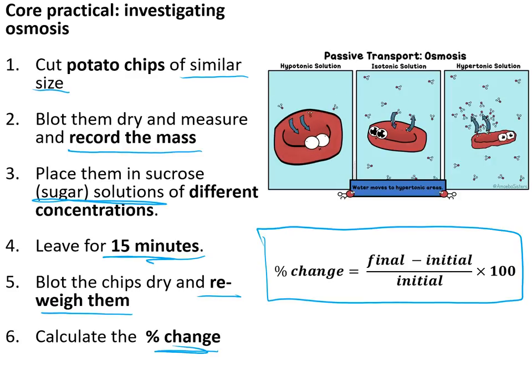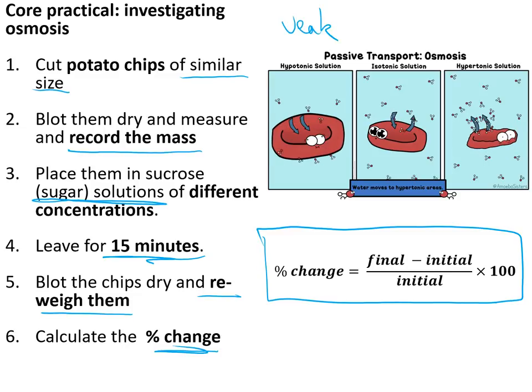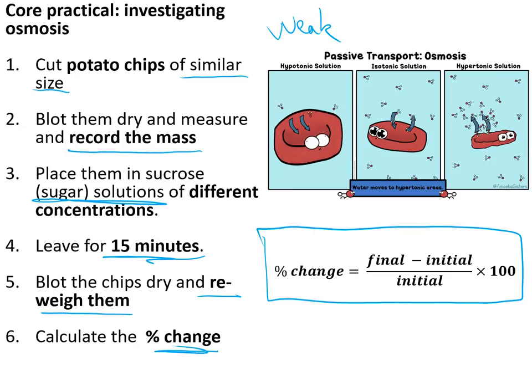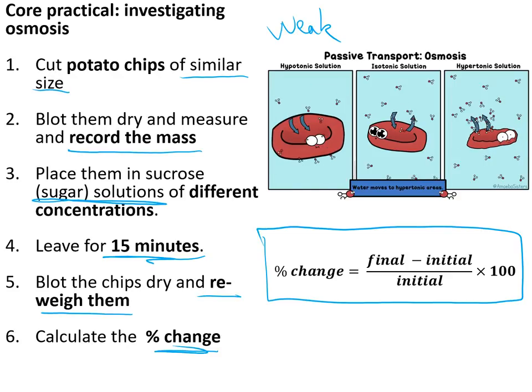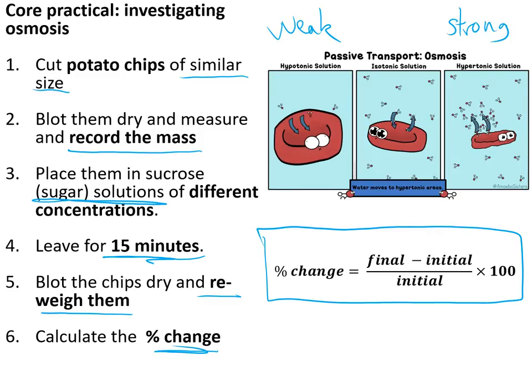And what we found was that the potato chips that were in a weak sugar solution swelled up, because what happened was there was a higher concentration of water in the sugar solution and a lower concentration of water inside the potato. So by osmosis, water went from the solution into the potato and the potato cells got bigger, and so the mass increased.